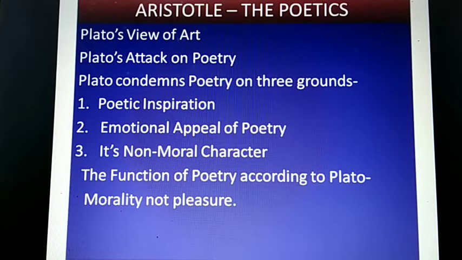Now, the function of poetry, according to Plato, is morality, not pleasure. This naturally leads Plato to consider the function of poetry. Although it pleases, mere pleasure, he says, cannot be its object. He cannot conceive of art as divorced from morals. Everywhere, therefore, he suggests truth as the test of poetry: what contribution it makes to the knowledge of virtue.